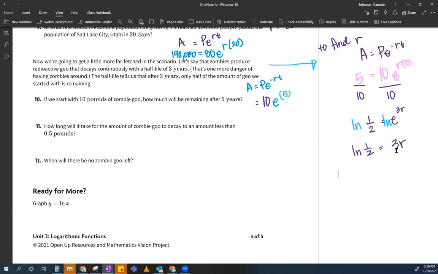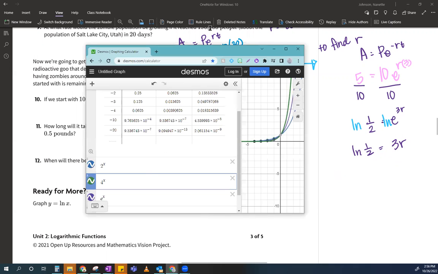What do I do now? Yes, divide by 3. Very good. Okay, so I divide by 3. R is equal to natural log of 1/2 divided by 3. Now be careful when you plug into the calculator, make sure that it looks like what you want it to look like.